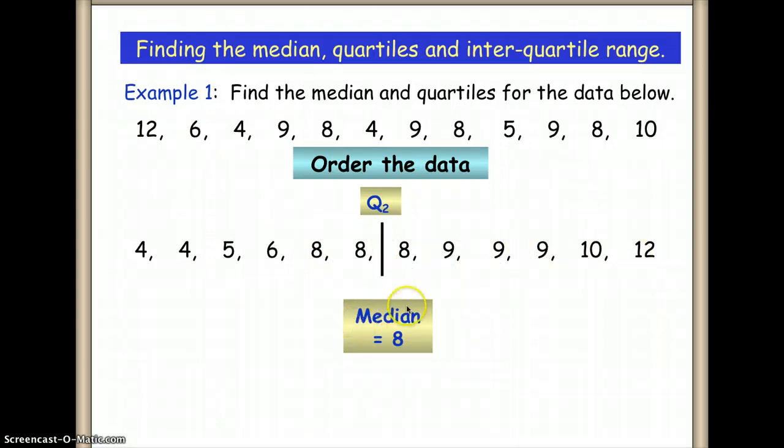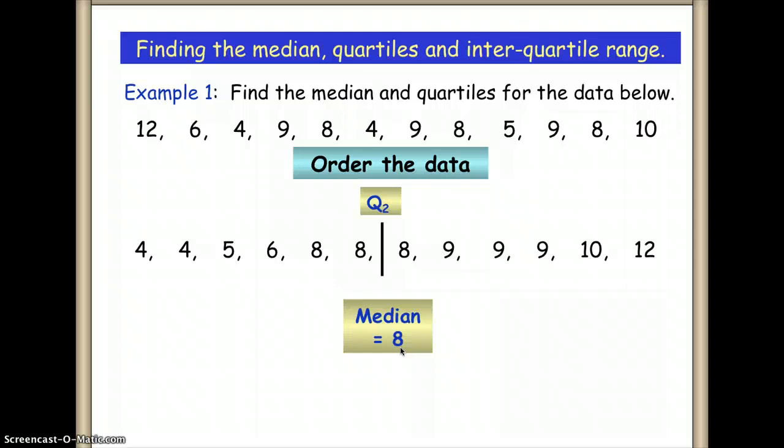Median represents the middle number. Because you have 12 data items, the middle will be between the 6th and 7th. If I cross out one number here and another number here, your middle will be between these two 8s. So 8 plus 8 divided by 2 is 8. Now remember, median represents the second quartile, or the 50% of your data.